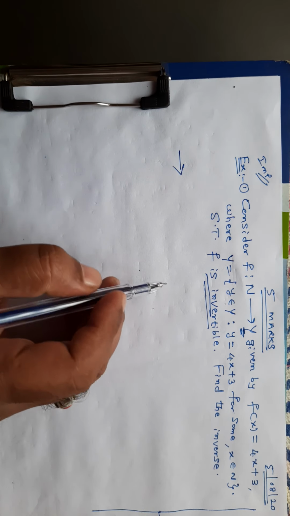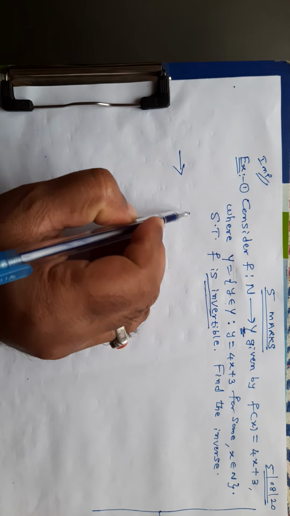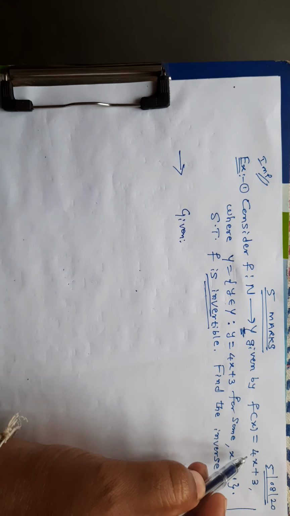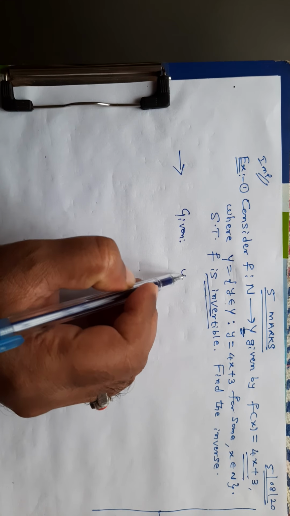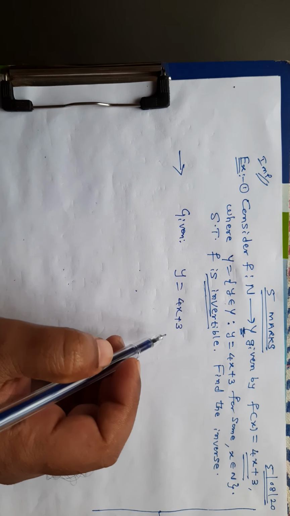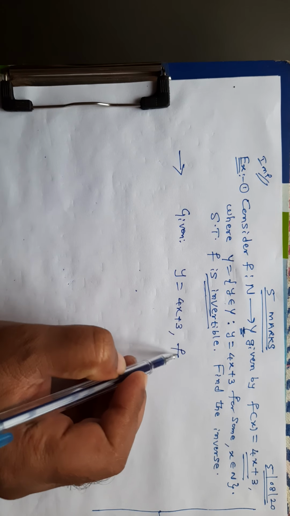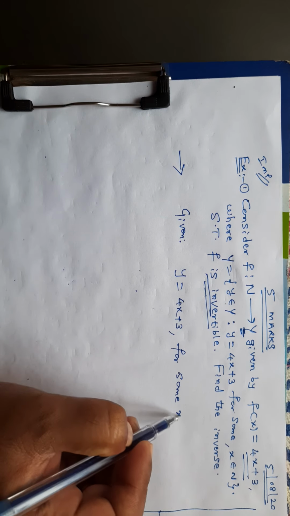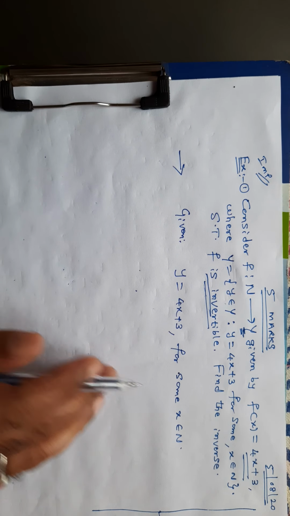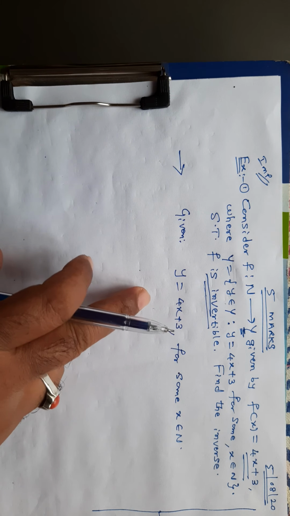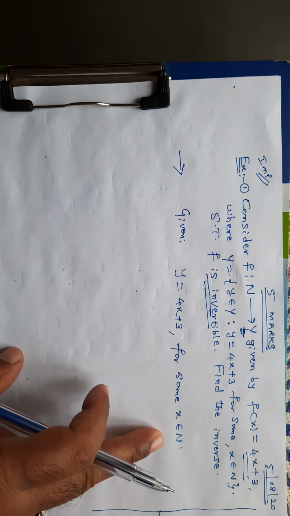After reading the problem, what is given in the problem here? Given y is equal to 4x plus 3 for some natural number x belonging to N. This is given in the problem. So this is the function: y is equal to 4x plus 3 for some natural number.